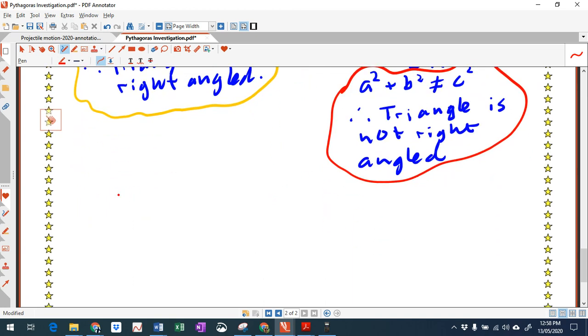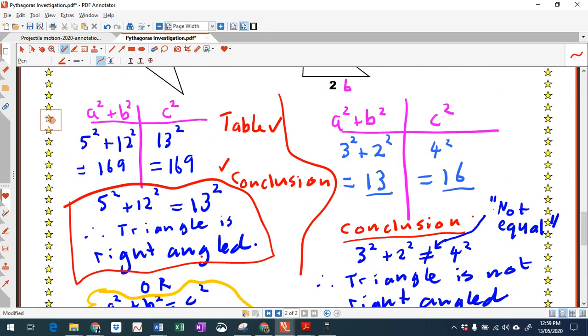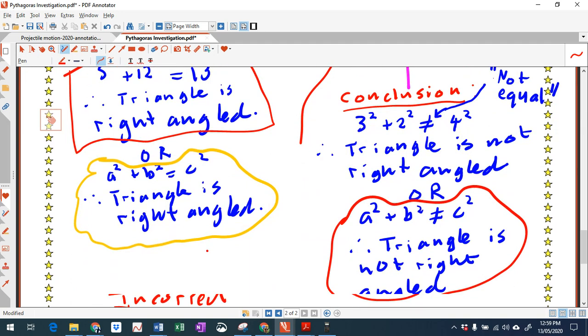I'll show you an incorrect way of setting this out because this is quite popular. Some of you may want to do it, but it's not a good idea because it's not correct. So this is the incorrect method. This is how some people do it. They'll go, a squared plus b squared equals c squared. And let's just do the second one. I would have had sides 3, 2, and 4.